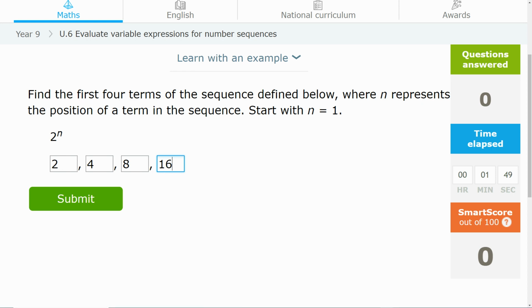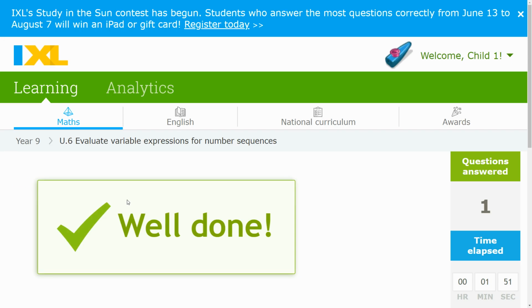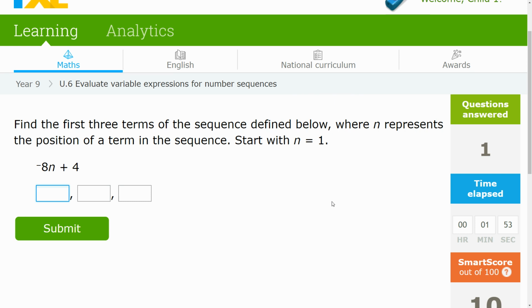Let's have a look if it's correct. We got 3 more to go. Try the next one. Use substitution. Read the question very carefully.